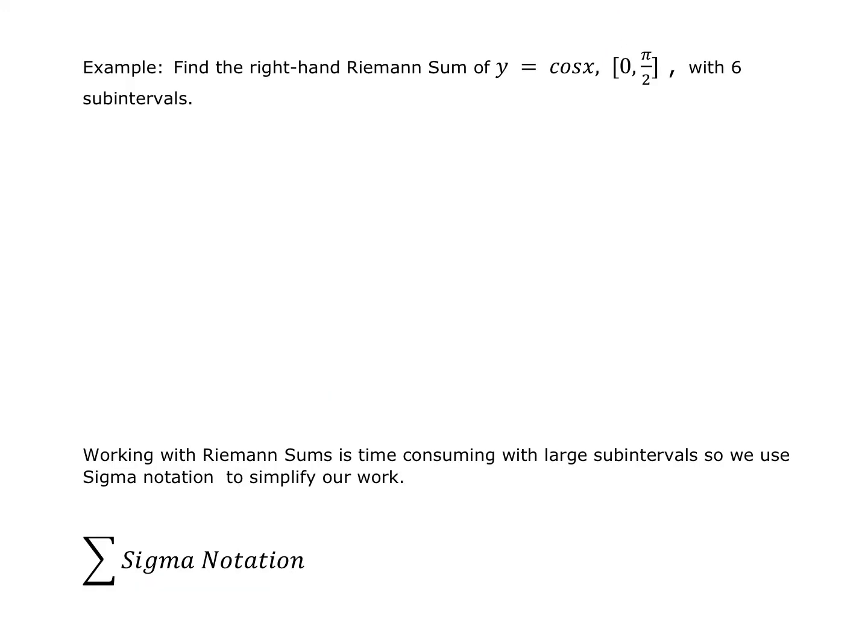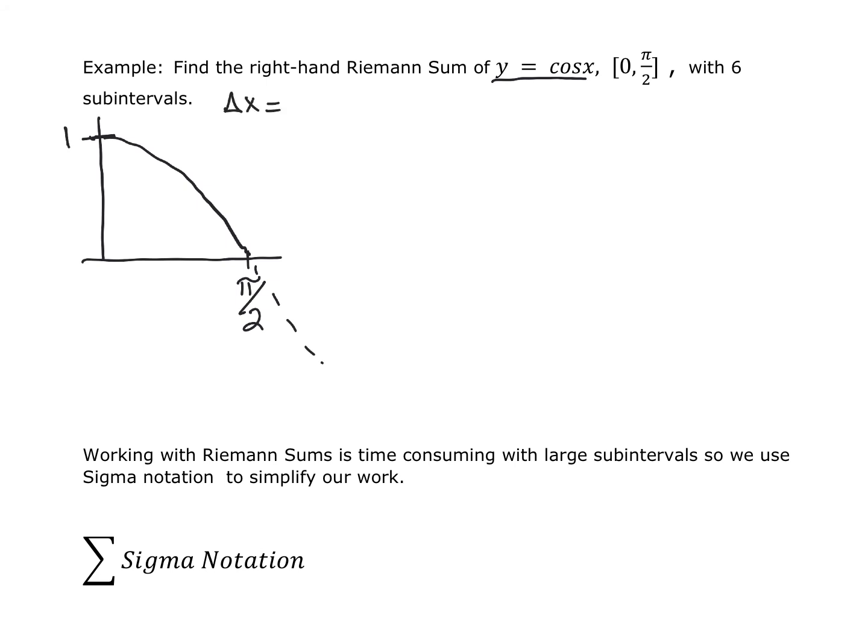Okay, let's take a look at an example. We want to look at the Riemann sum for cosine x from 0 to pi over 2. So just so we kind of get a handle on this, if this is pi over 2 and this is 1, cosine kind of goes like this. Afterwards, it'll go down, but we're not interested in that. We're just looking for this area. It looks like part of a slice of pizza, maybe.